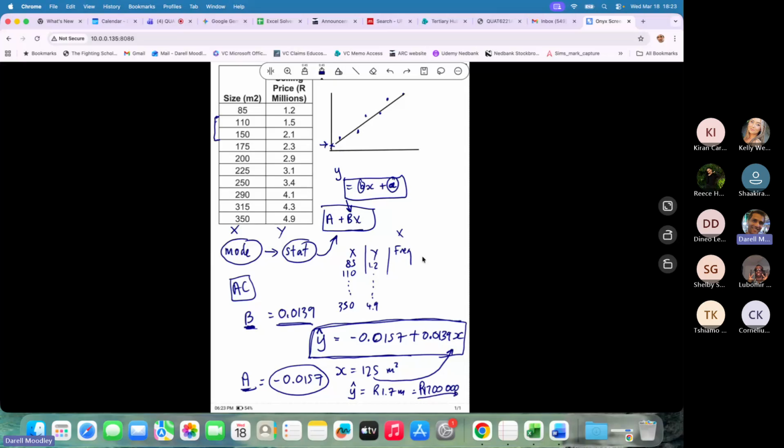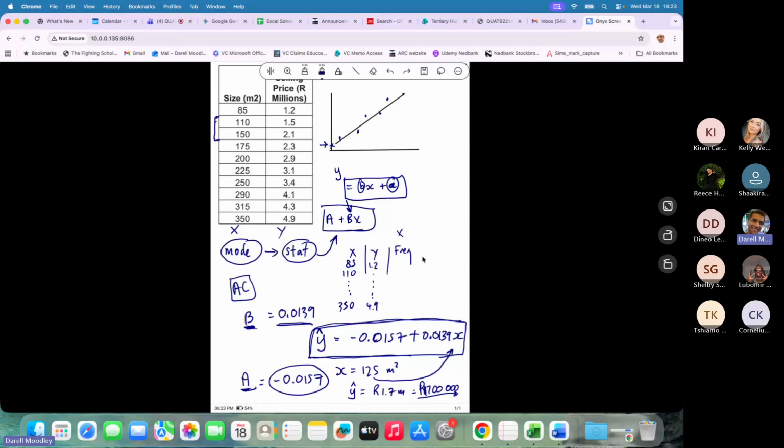That's what you estimate the price to be. That's what's so handy about this equation. You can make estimated sales prices for any given size, right? That's the usefulness or the power of regression.